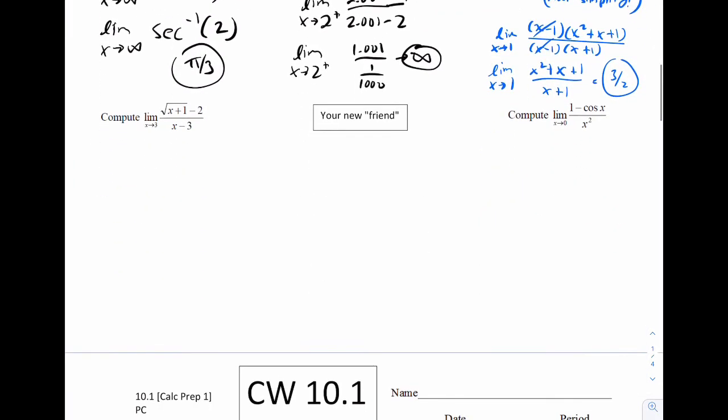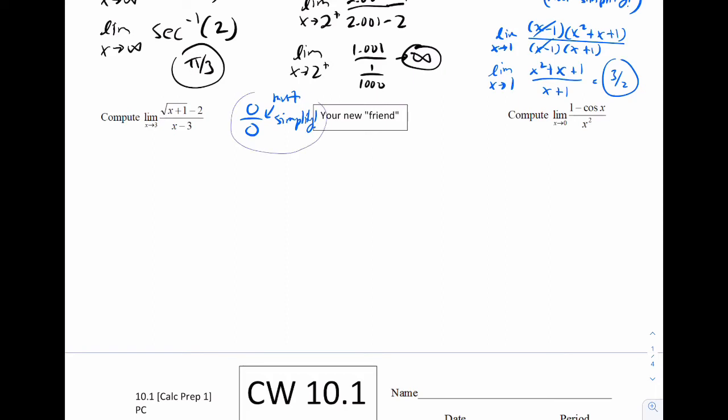Okay, 2 more examples. Compute this limit. I want you to see how it's actually quite similar to our last example. If you were to plug in 3, you get 0 over 0. That's your indeterminate form, so we must simplify. Again, we must simplify this.